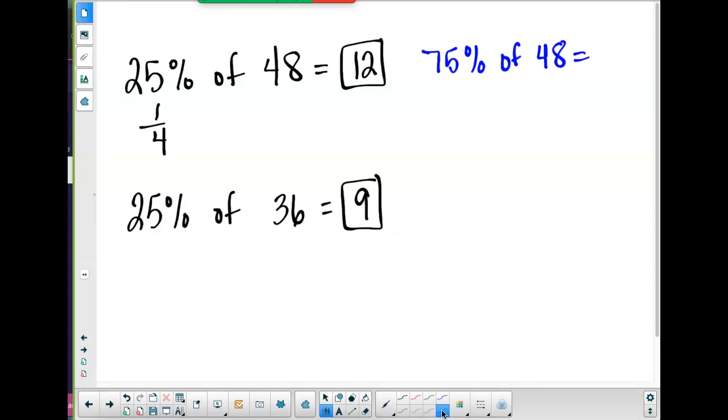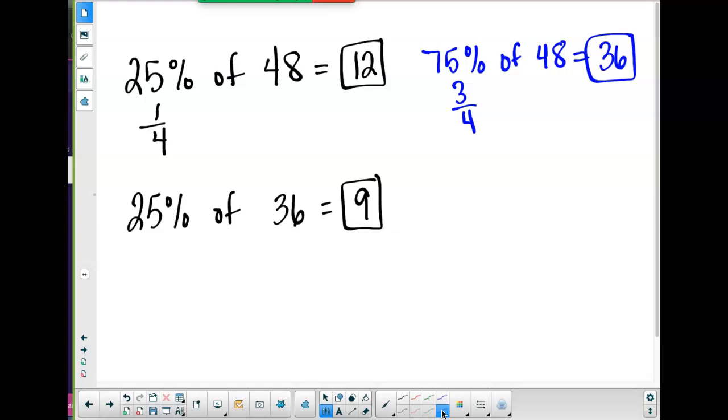If 1/4 is 12, what's 3/4? How many 12s do I need to get to 3/4? 3. So 12, 12, and 12 is 36. So 75% of 48 is 36. I just did 12 times 3.